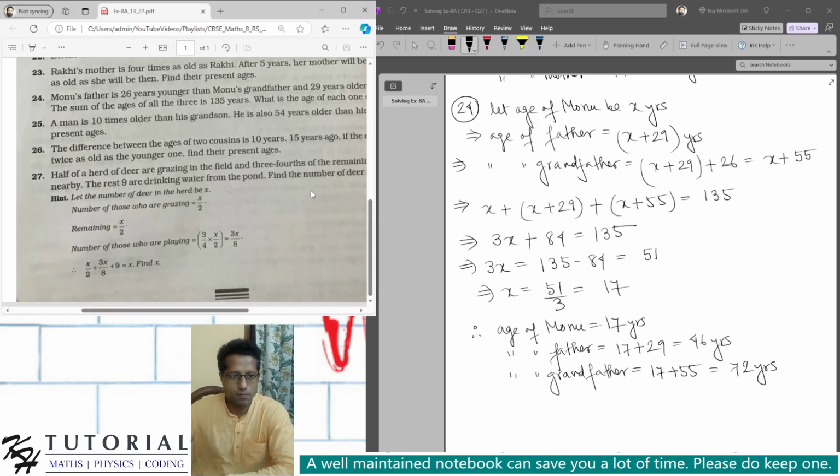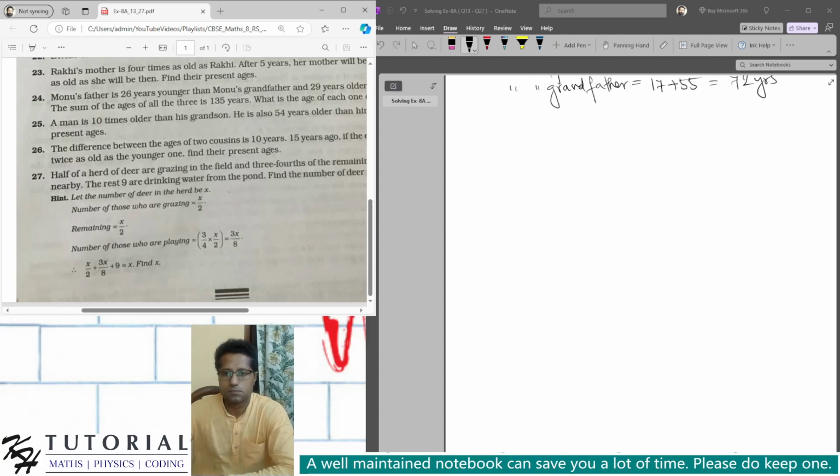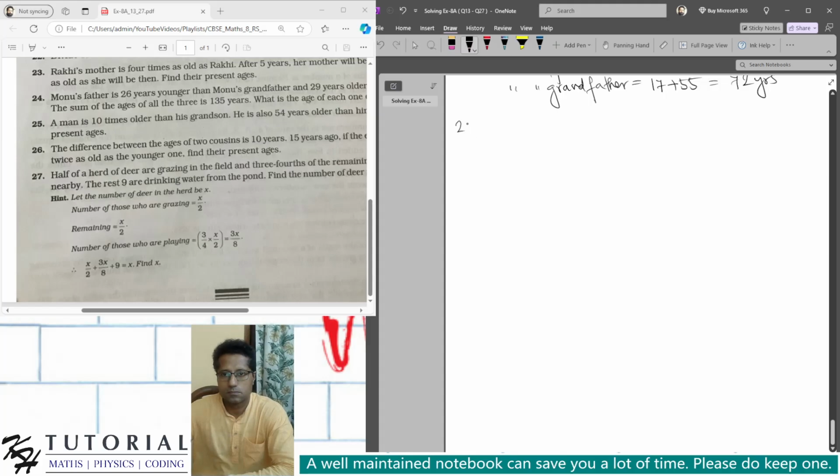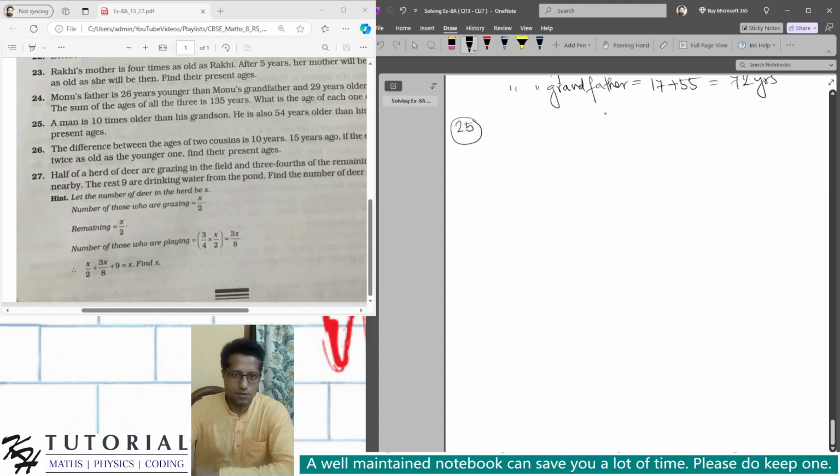Let's do problem number 25. A man is 10 times older than his grandson.